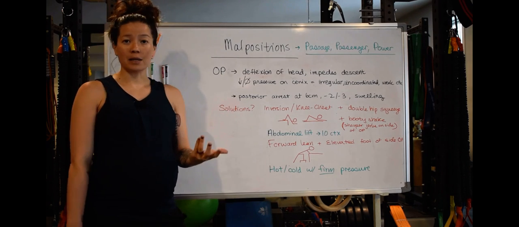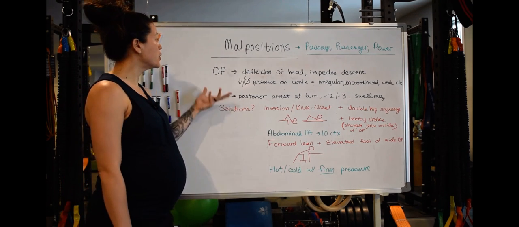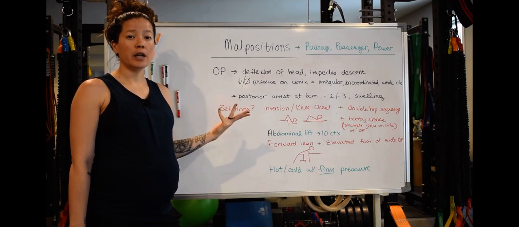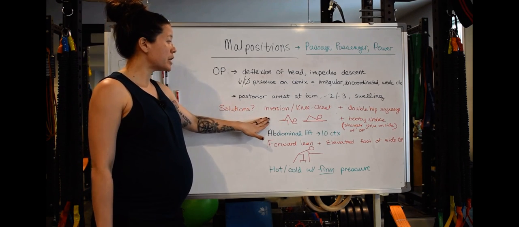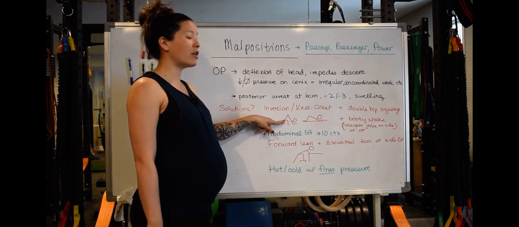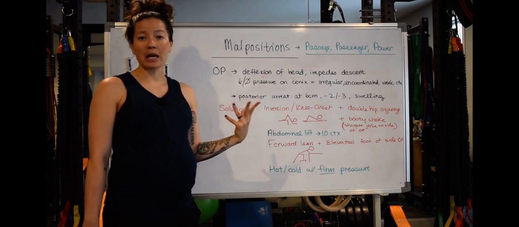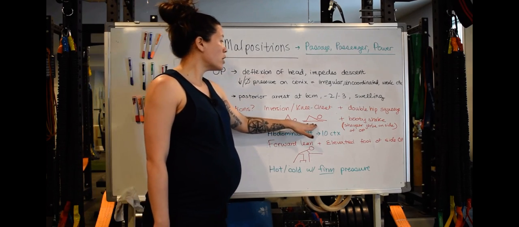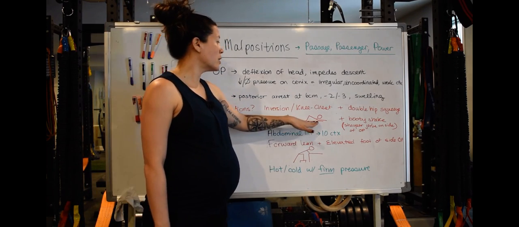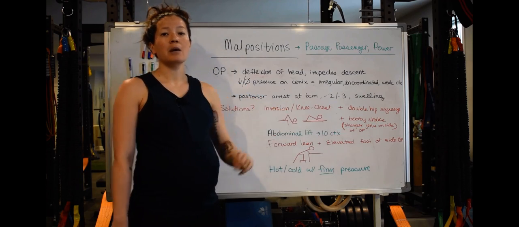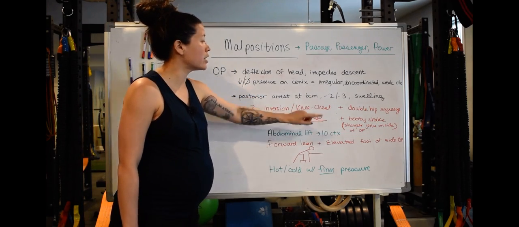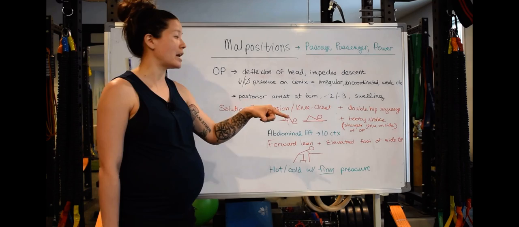So what are some possible solutions to help alleviate an OP position? First, you can do an inversion where the legs are elevated above the forearms. This can be done on the bed, it can be done on a couch, or you can do knee-chest position, so the chest is in front of the knees, but the hip joint here is going to be open, so it's going to be greater than 90 degrees.